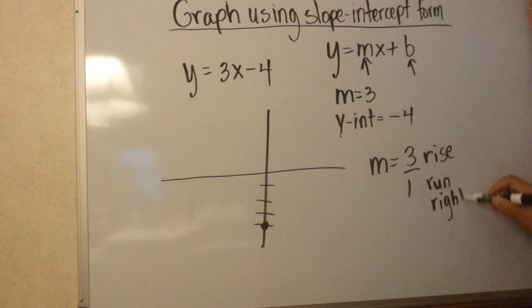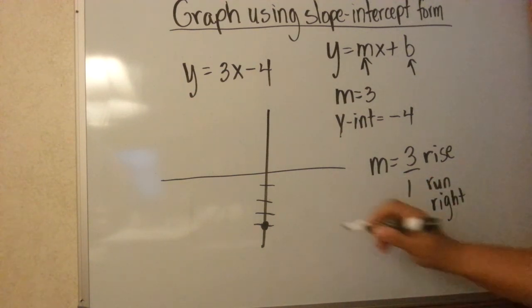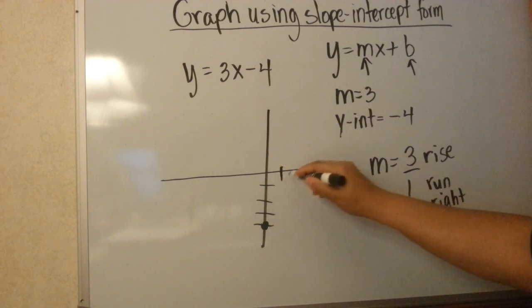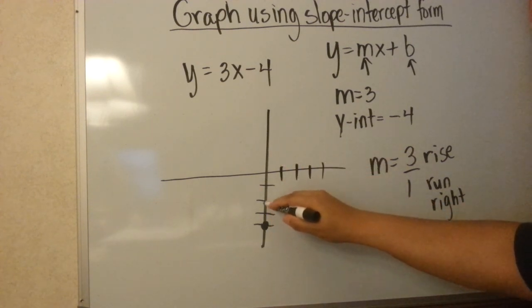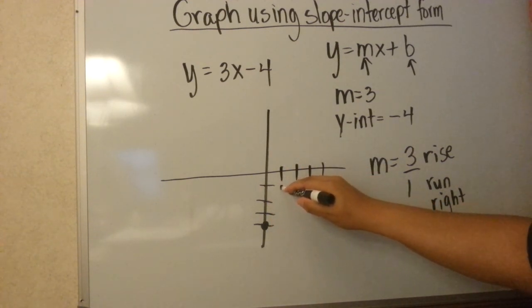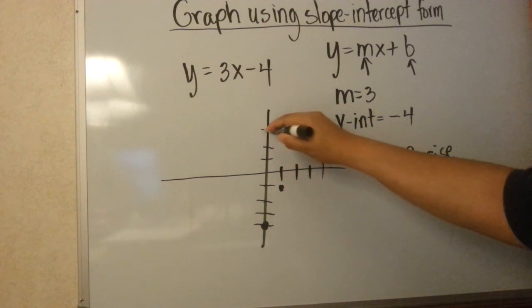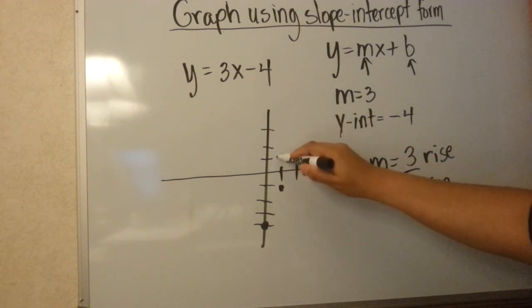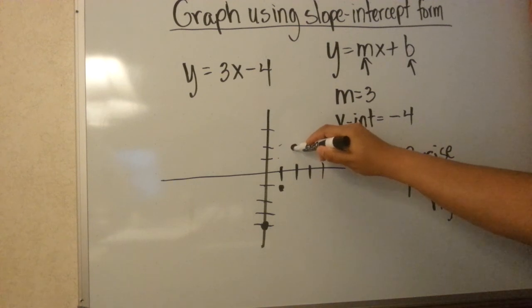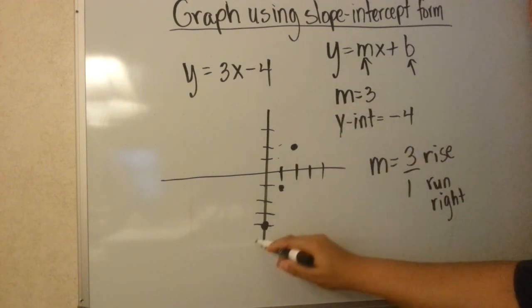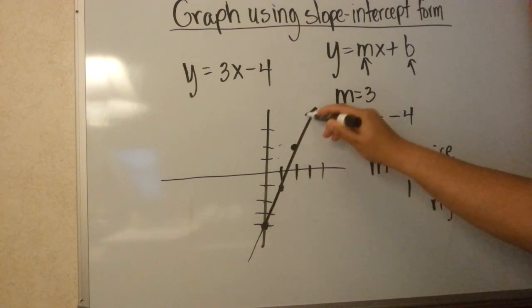Why are we going to the right? Because it's positive. So we rise 3. Let's do this. 1, 2, 3. Run 1 to the right. We rise 3. 1, 2, 3. And we run 1 to the right. Okay? And that's how you would sketch the line.